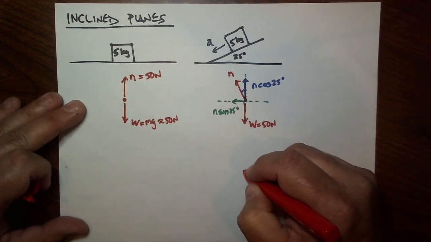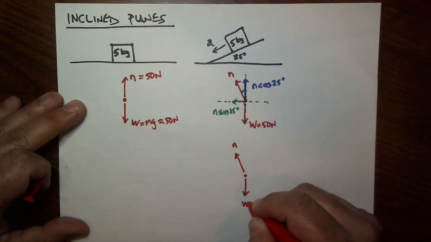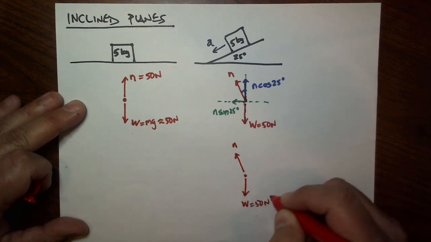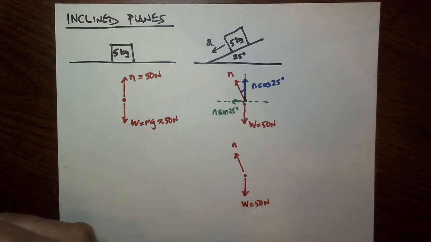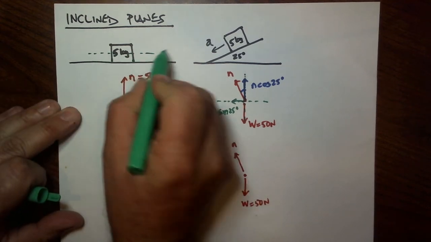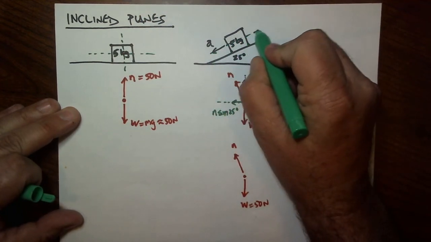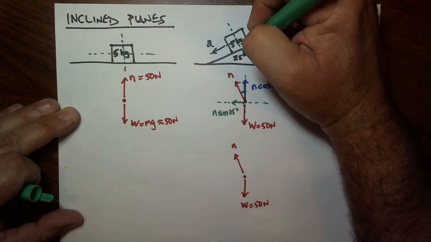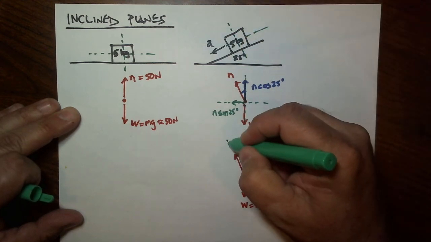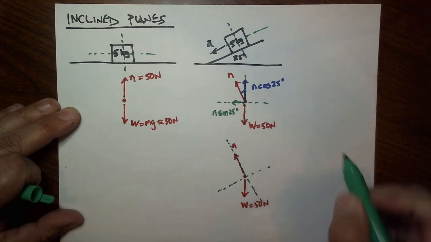Let's draw that free body diagram again, but now let's choose a different coordinate system. Let's choose a coordinate system that has been tilted along with the plane. In other words, on this diagram, x was horizontal and y was vertical. What if we made x along the plane and y perpendicular to the plane? Then our free body diagram gets superimposed over this coordinate system.